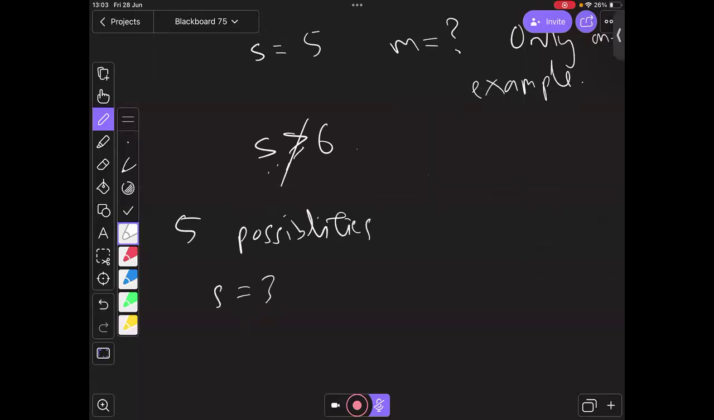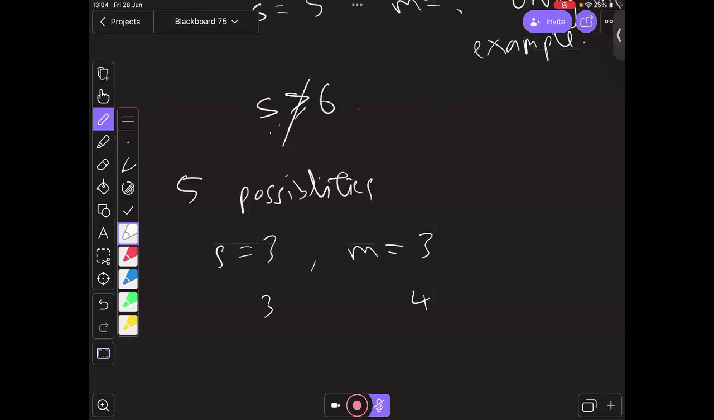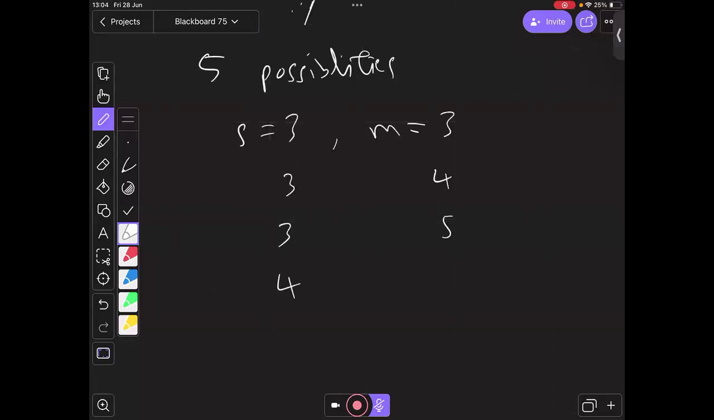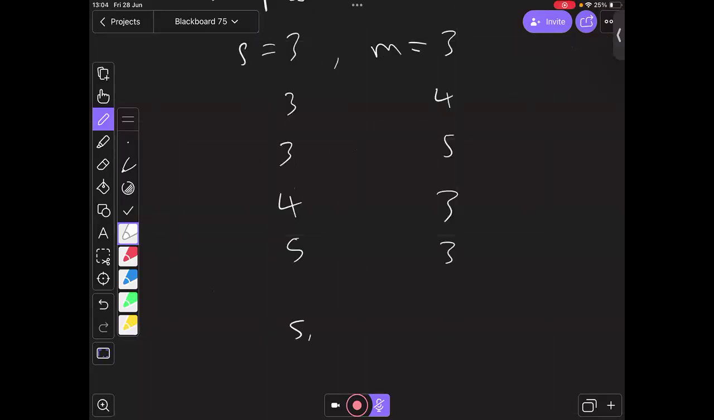S equals 3, M equals 3; S equals 3, M equals 4; S equals 3, M equals 5; S equals 4, it turns out that M equals 3 is the one that works here; and S equals 5, and it turns out M equals 3 is the one that works here. So S, M have to be between 5 and 3. And so that's it. 5 possibilities.